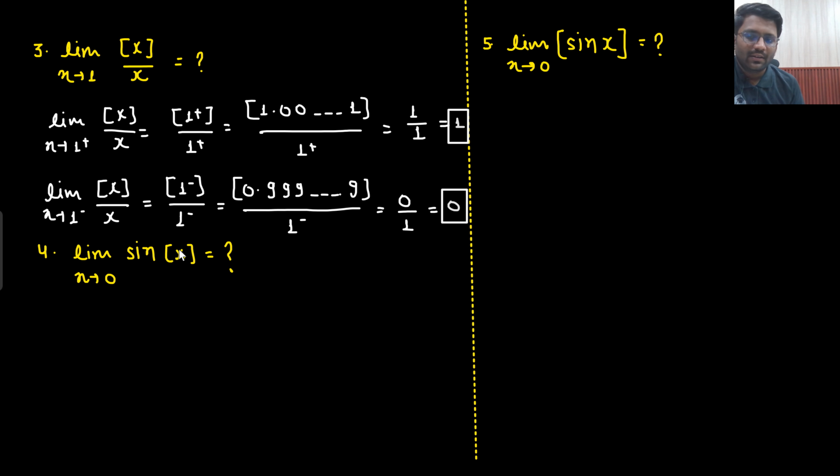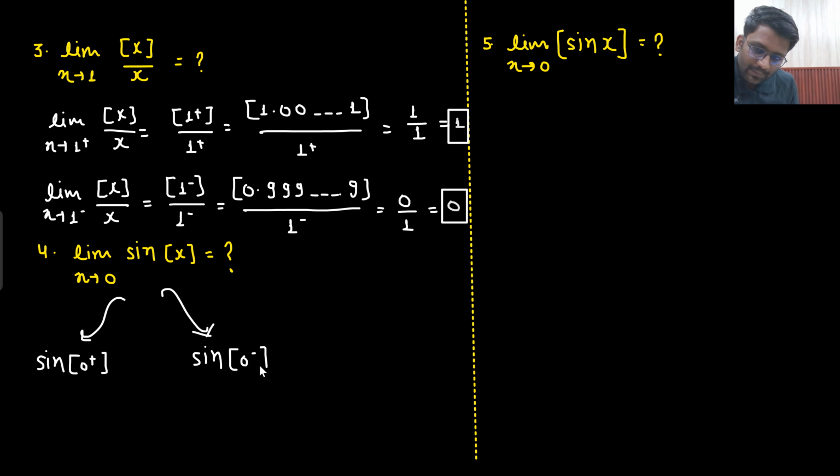What about sine of the greatest integer function of x? Sine of the greatest integer function of x. What does that mean? Two things I am going to find out: sine 0 plus, basically the same process I am doing. I am just changing the notation, nothing else. And sine 0 minus.